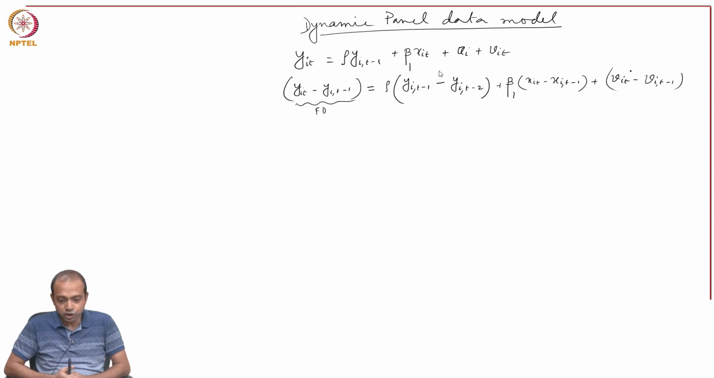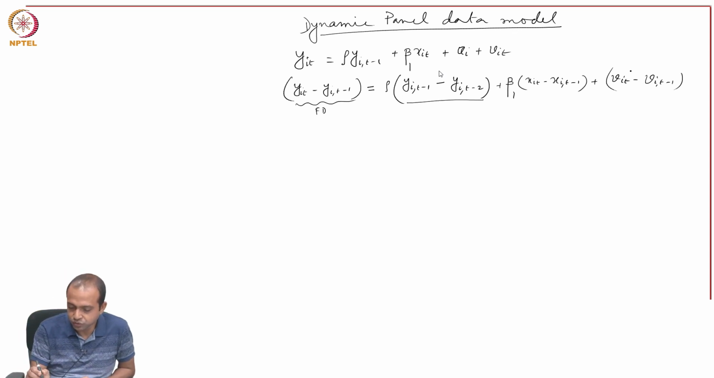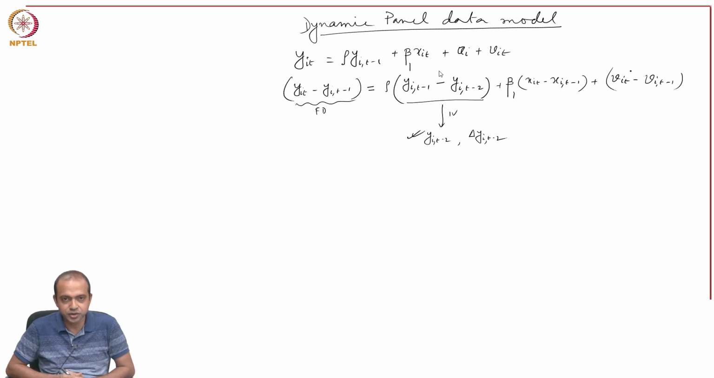And then we also learned how to use xtabond2 instead of xtabond to estimate a dynamic panel data model. Basically, we discussed the difference GMM. That means here we were using two IVs. Two IVs are suggested. One is Y_it-2, and the next one is delta Y_it-2. So, if you use this one, then it is called difference GMM. If you use this as well as this, then it is called a system GMM.